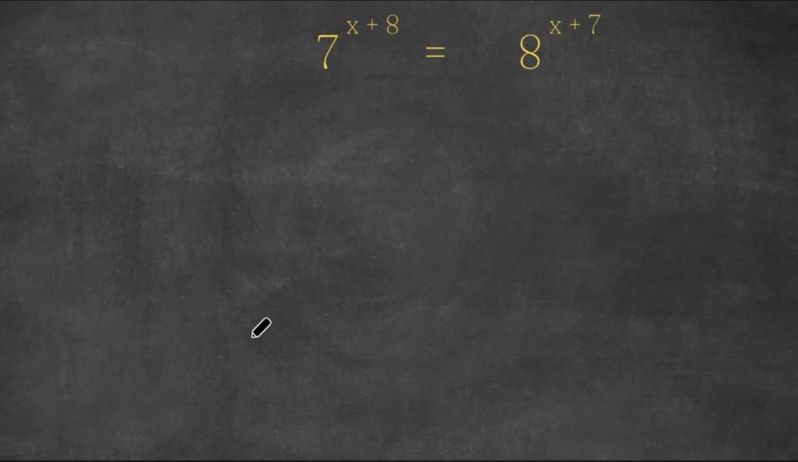In today's video, I'm going to be teaching you guys how to solve this exponential problem. So we have 7 to the power of x plus 8 is equal to 8 to the power of x plus 7.